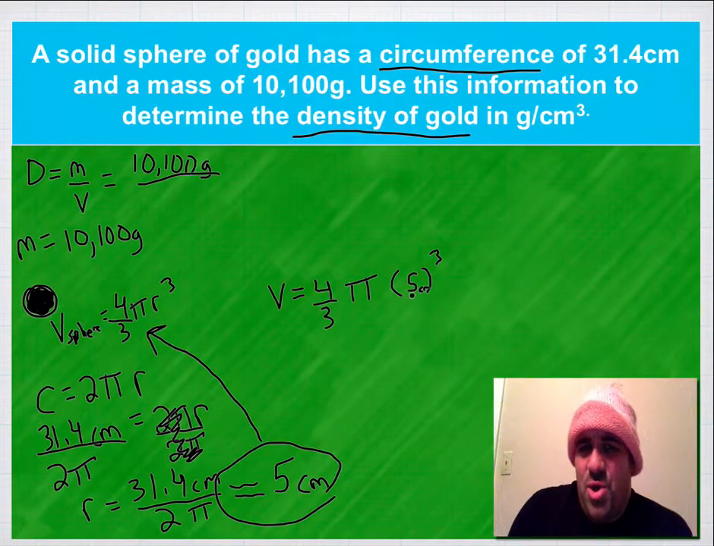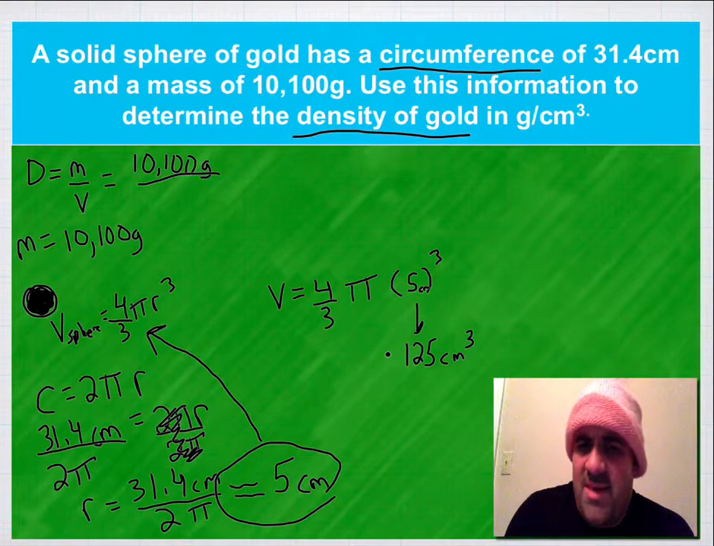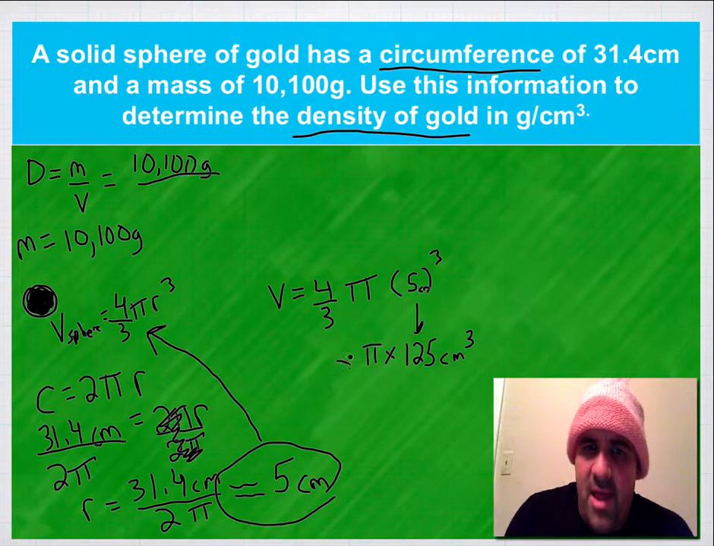Per PEMDAS, parentheses, exponents, multiplication, we do the parentheses and then the exponent first. So 5 cubed is 5 times 5 times 5, and that comes out to 125 centimeters cubed. Units combine in multiplication. You're going to multiply that times pi, multiply it by 4, and when all that's said and done, divide it by 3. That's how we get our final answer.